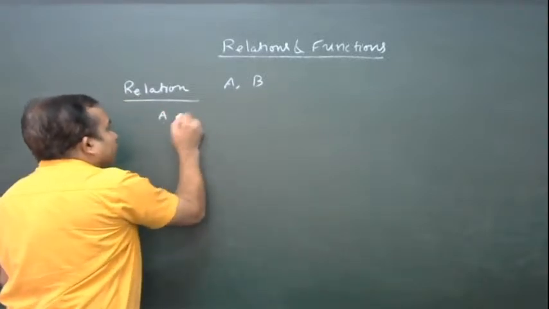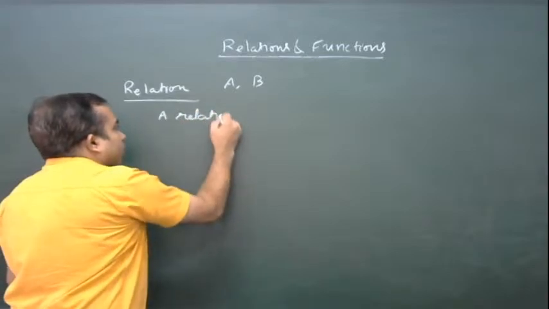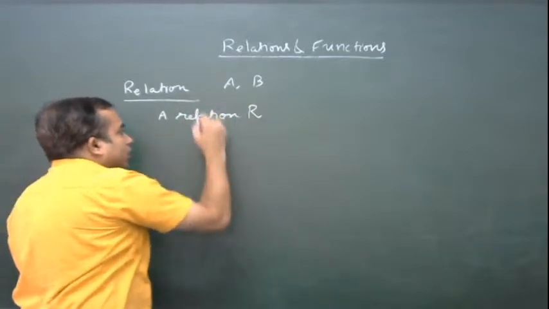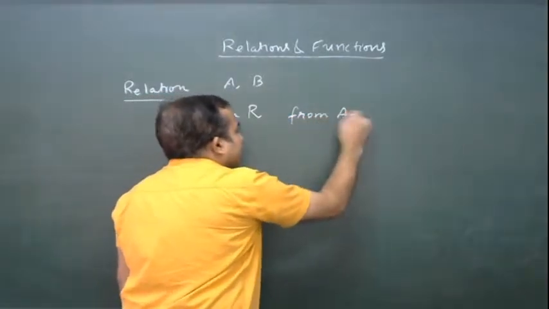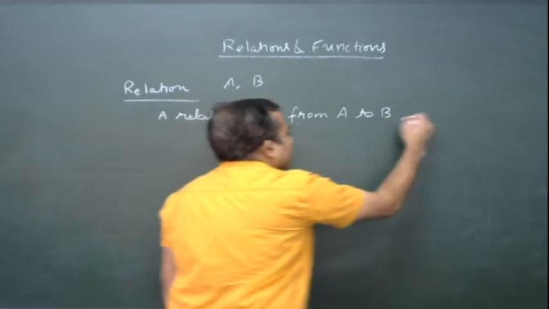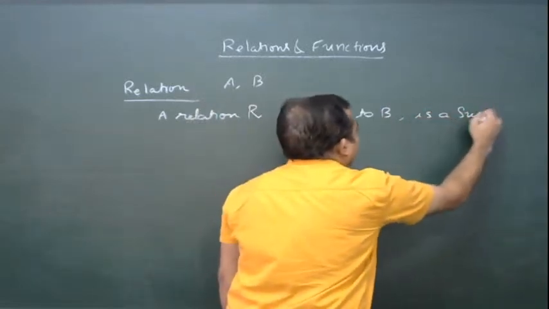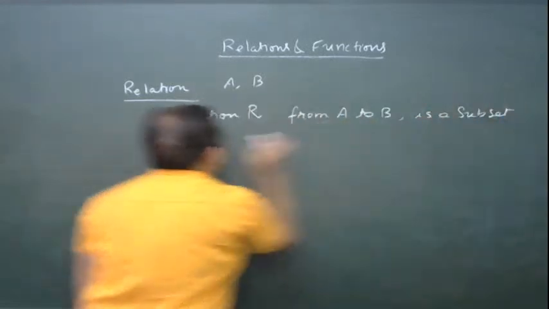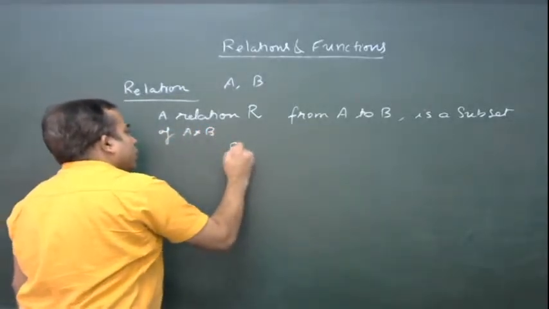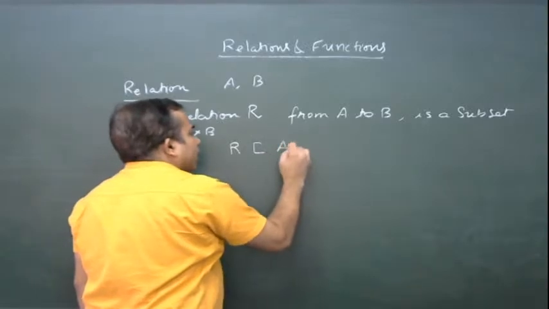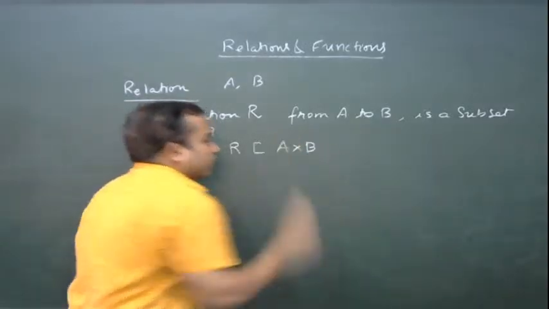Then a relation, say its name is capital R. A relation R from A to B is a subset of A cross B, right. Notation wise it can be written like this, R is a subset of A cross B.